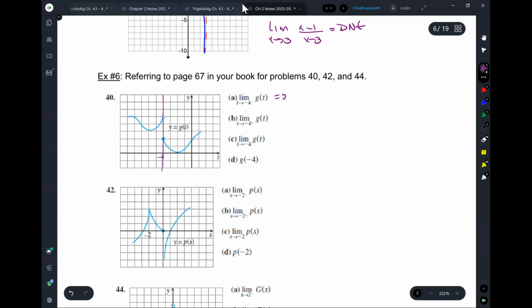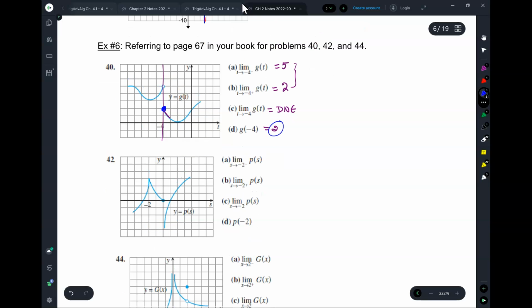So you're looking for the y value. The limit as x approaches -4 from the positive side. On the positive side, here's the graph right here. What y value is it approaching as you get close to x equals -4? 2. Because these two are not the same, it's DNE. Now, what's g of -4? 2. For that, you actually look at the point itself, so it's 2.